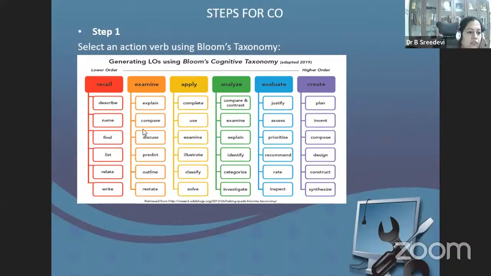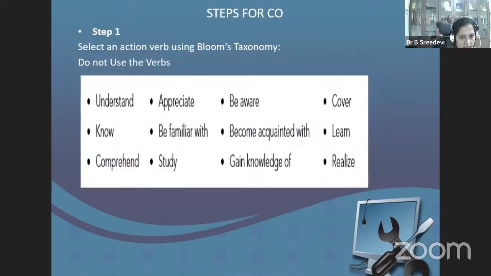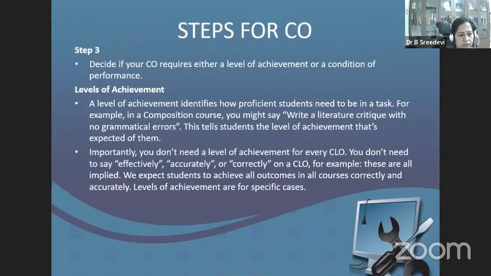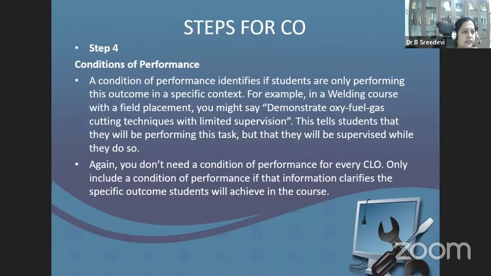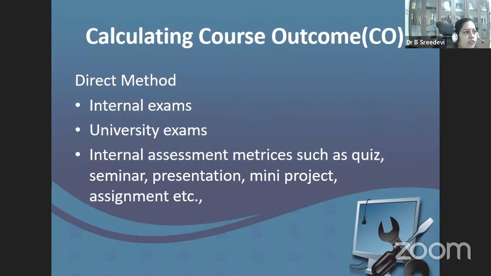Make sure that for a particular subject, at least you go till the fifth level. You should not frame all the COs within the recall level or within the examine level. Make sure that you distribute the COs till the evaluate level. In problem solving papers or programming papers, I can go till create level, which is BTL 6. Next is subject content. These two things should be there for defining a CO. The other two, level of achievement and condition of performance, are optional.